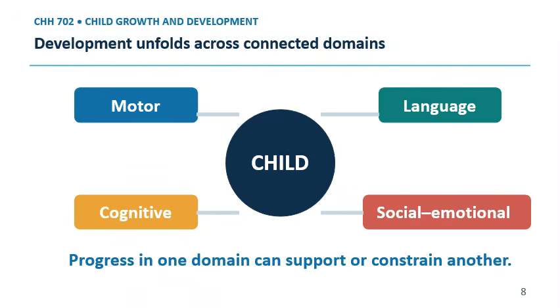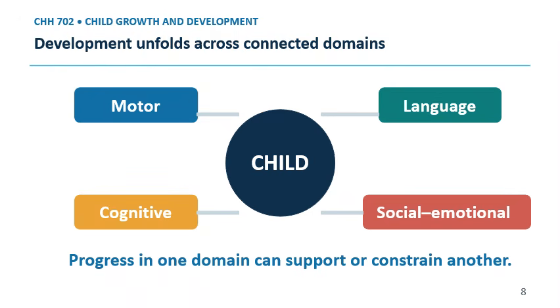Motor development includes posture, movement, and manipulation. Language includes receptive language, what the child understands, and expressive language, what the child communicates. Cognitive development includes learning, memory, attention, and problem solving. Social development includes attachment, interaction, play, emotional regulation, and relationships. The connecting lines show interdependence of these domains.